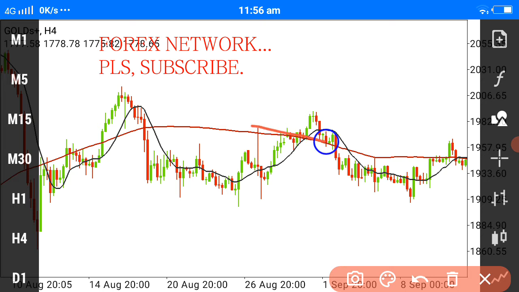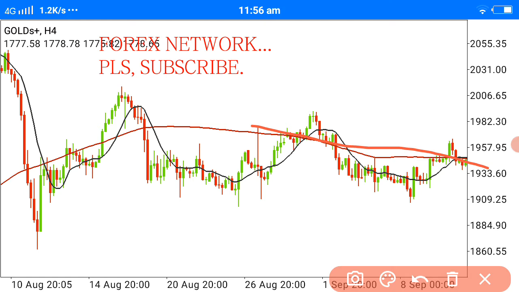But if the moving average shows signs of sloping to the downside, just the way it is now, that shows that this market is in down momentum. And remember, as they always say, the trend is your friend. So once you know that the trend of this particular market is an uptrend, you look for buy trades. Once you know it's a downtrend, look for sell trades.